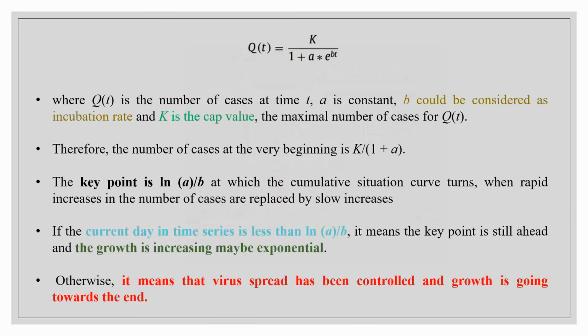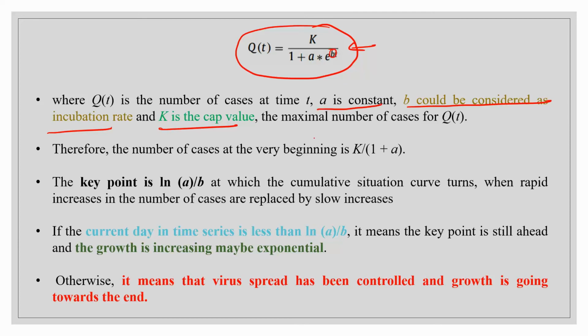So what they have done, this is their logistic model solution, where k is the cap value, b is the constant that is considered to be the incubation period, this b1 is the incubation period, and a is a constant, and they fitted the model and found out the value of a. So this is the key point, ln a by b, which I have shown you why it is a key point, because after that the rate of increase is slowing down. After this point the rate of the infection spread was slowing down.